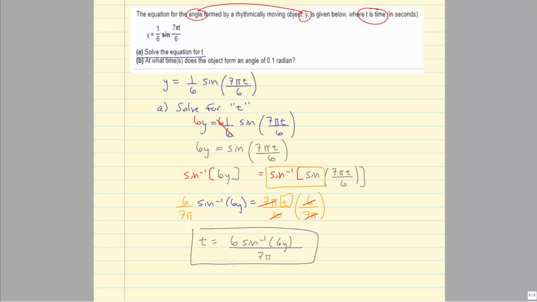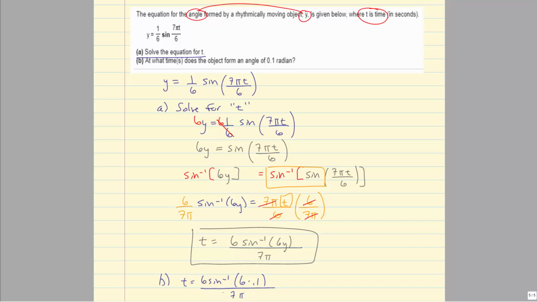Now part B says to evaluate this and find out at what time t the object forms an angle of 0.1 radians. Well, remember, y is the angle. So for part B, I'll have t equals 6 inverse sine of 6 times 0.1, divided by 7 pi. Now this is not 6.1, it's 6 times 0.1. So there's a big difference there.